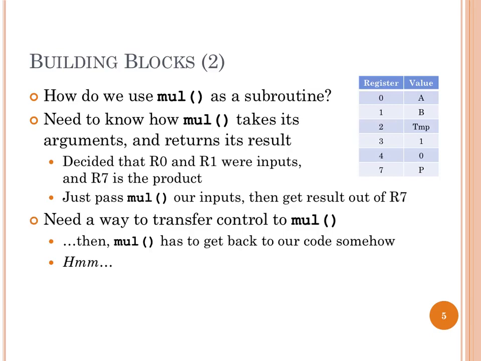Now here's where we start running into difficulty. How do we get to mul and then get mul to come back to us? Getting to mul is easy, right? We all know we could use brz 0 mul. That's weird, but we could do it. It's a little gross. The problem is, how do we get back? Everybody see that? That's the issue.